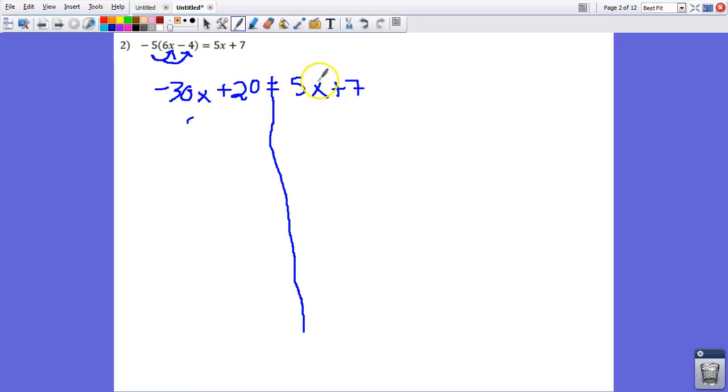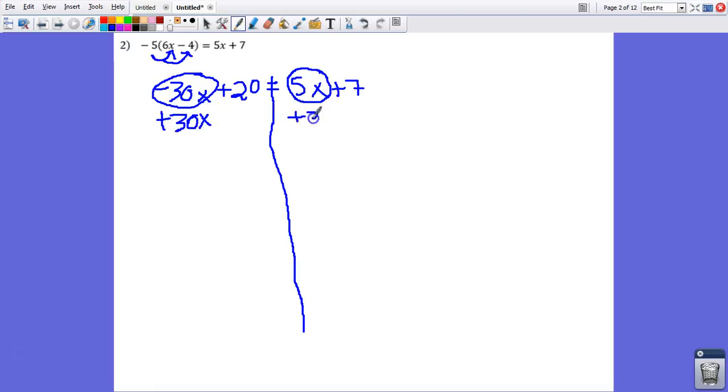So the first step is I want to get my variables on the same side. I want to move these x's to the other side here. You could do it moving the 30x's to this side too, whichever one you want. The 30x's is smaller. It'll probably give us a positive. Let's do that. Let's move the negative 30x's to the other side because it's a negative 30, so we're going to add 30x.